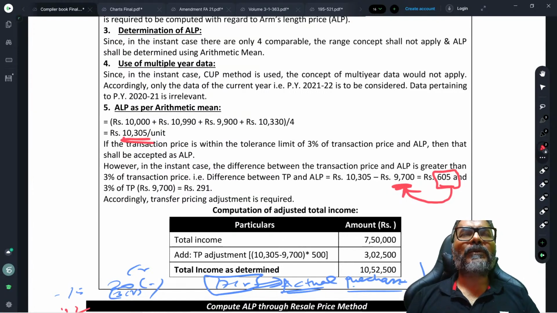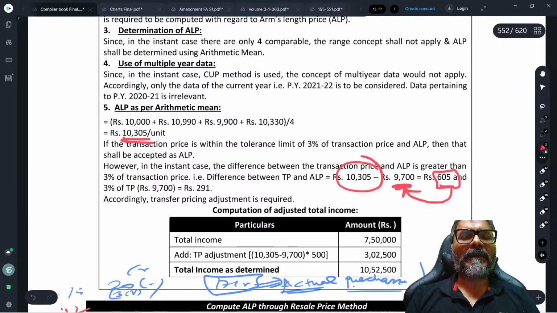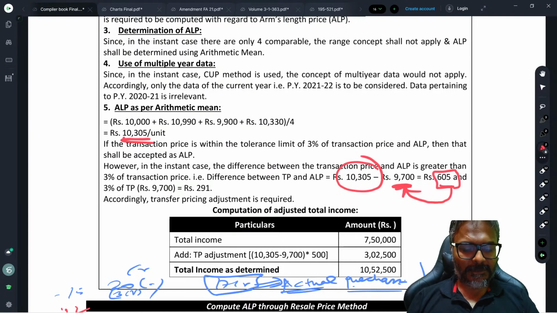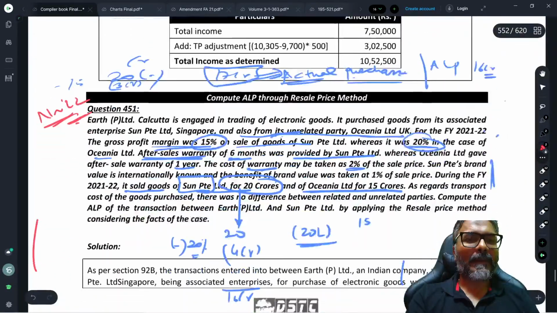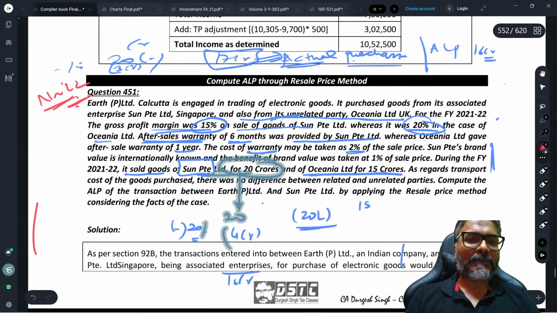Because the difference divided by the transfer price is more than 3%, therefore we will reject this transfer price, and the ALP of 10,305 is what will be considered. The ALP of 10,305 is what will be considered. Is that clear to all of you, students? Every one of you is clear with this? Any doubt whatsoever? Please let me know, students.